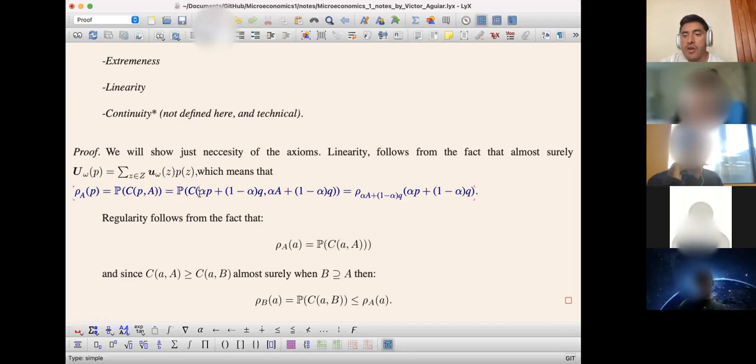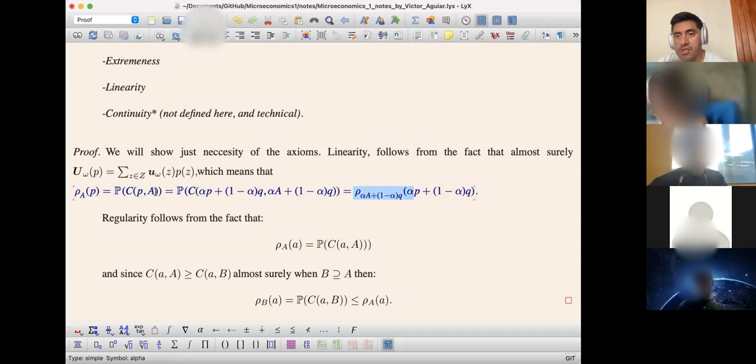Now, if I look at the event of choosing alpha P plus 1 minus alpha Q on the expanded menu, alpha A plus 1 minus alpha Q, then these two events are exactly the same because of independence. So the probability of choosing the mixed lottery in the expanded menu is the same because it's essentially measuring the same event. Agree? So by independence, this is the same thing we discussed before.